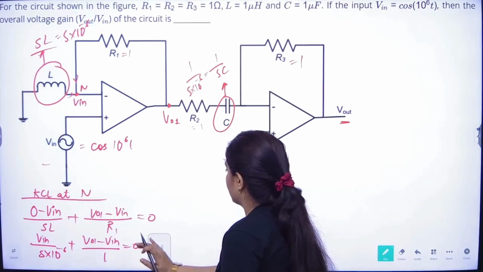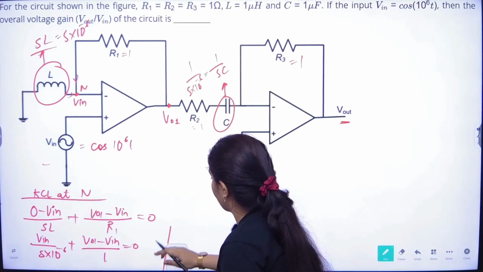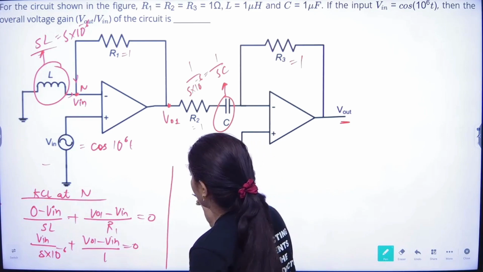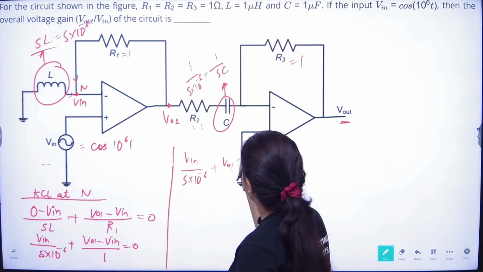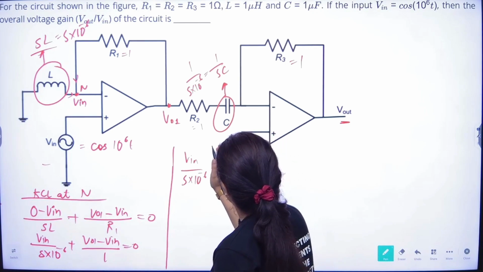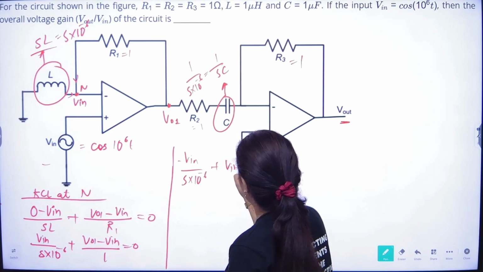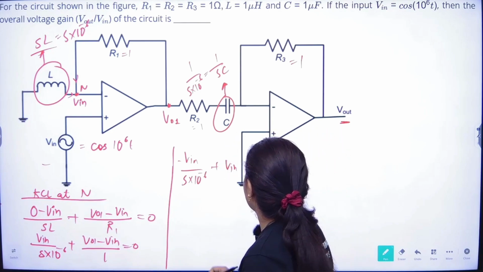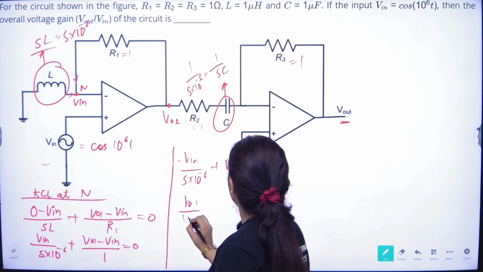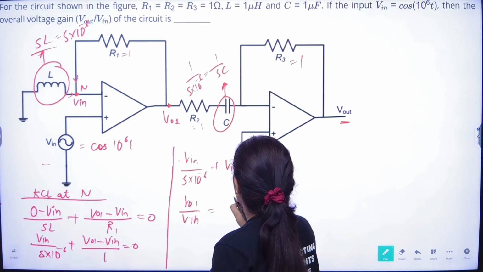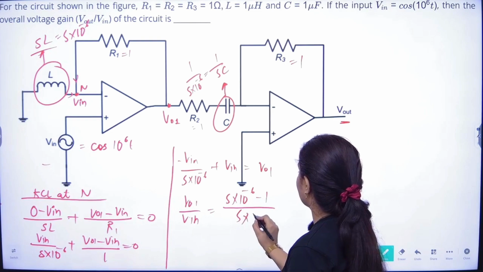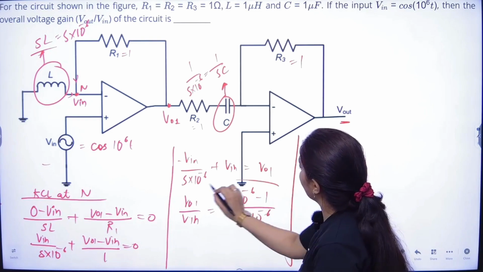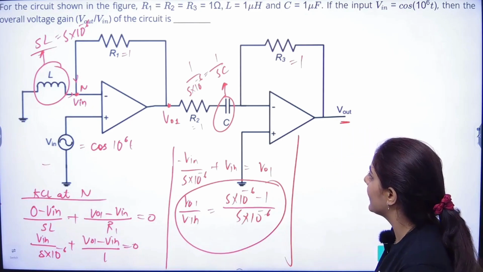by V_in. So let's break it into 2 more steps in order to find it out, right? So V_in by S into 10 raised to power minus 6 plus V01, or I can just do one thing, minus plus V_in is equal to V01, right? Taking V_in common, so V01 divided by V_in is equal to S into 10 raised to power minus 6 minus 1 divided by S into 10 raised to power minus 6. So this is the gain of the first stage we calculated, right? This is the gain of the first stage.